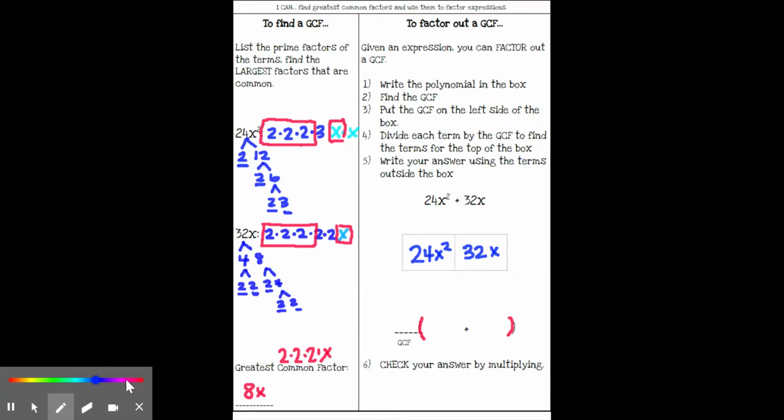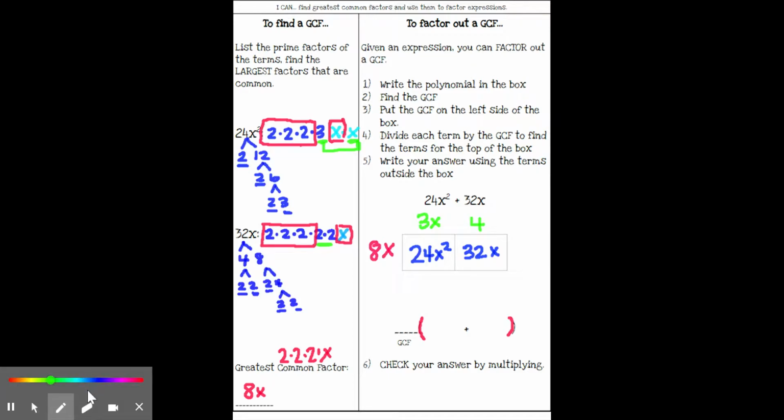Step 2, we find the GCF. We've already done that. That's all the work here on the left. And we put the GCF in the front of the box. So the 8x is going to go on the left side of the box. And then step 4 says you can divide each term. That totally works. You can do 24x squared divided by 8x. If you've written out the prime factors, though, the parts that go on the top of the box are the leftovers. So in 24x squared, the leftover parts are 3 and x. So 3x goes in the first column. And in 32, the leftover part is 2 times 2, which is 4.